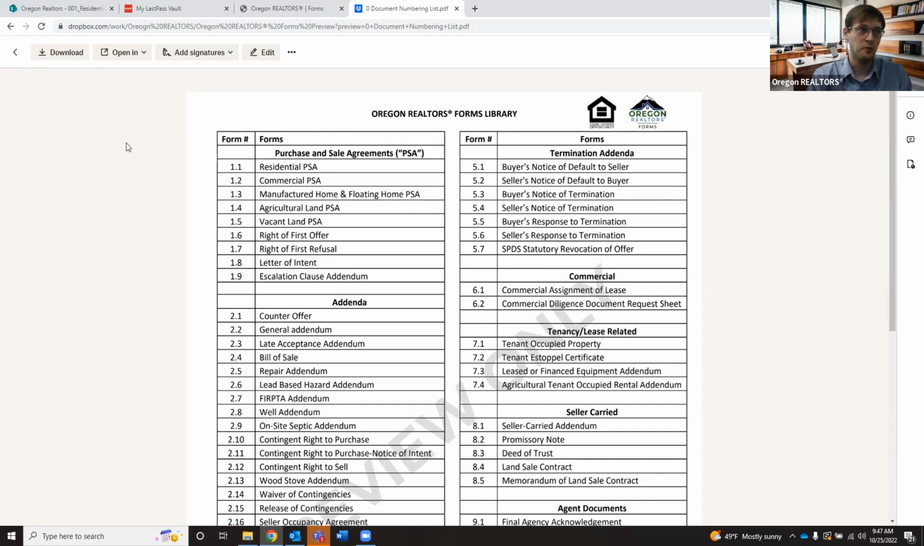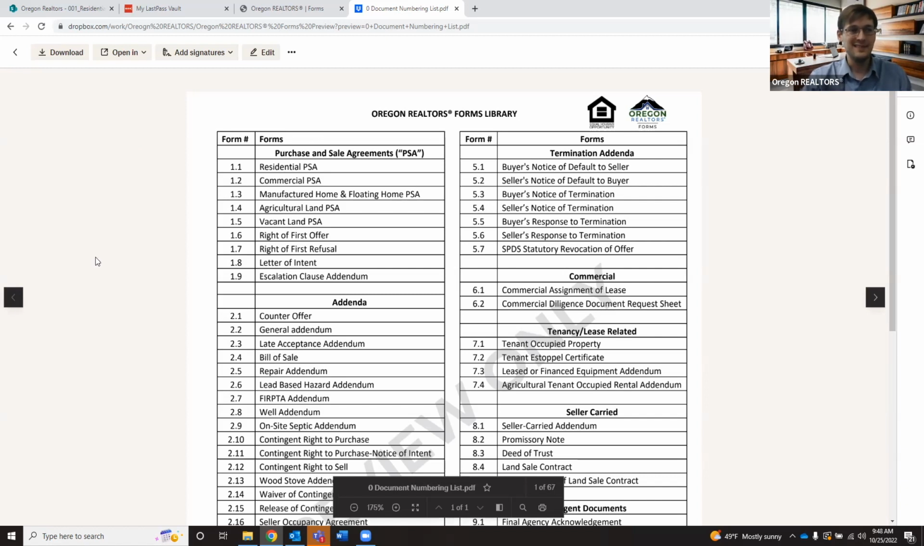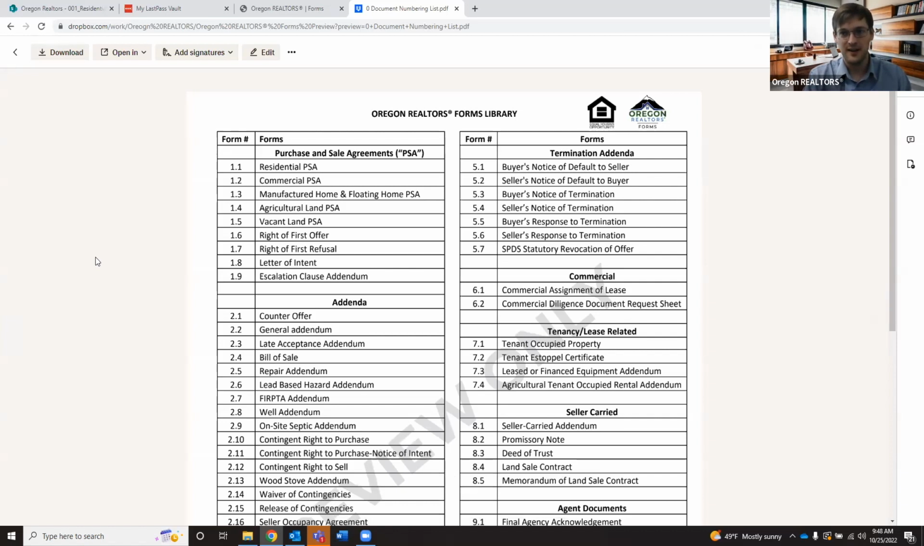So for example, the 1 point such and such documents are purchase and sale agreements and things that modify the offer itself in a major way. So for example, a right of first refusal or a right of first offer. They're not technically part of the purchase and sale agreement, but they're material to the offer process itself. So we put them in the same place. A letter of intent, in theory, it's the same kind of thing. It's not actually an offer, but it's almost an offer, and it's so integrally related to the offer process that we decided to put it in there.